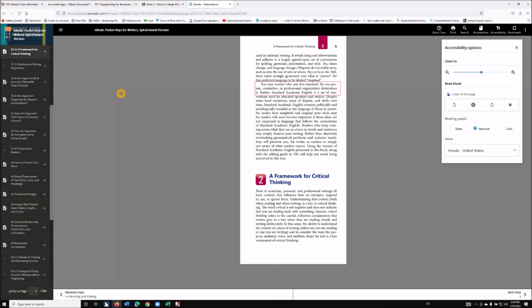So insert down arrow. May wonder who sets this standard. No one person, committee, or professional organization determines it. Rather, standard academic English is a set of conventions used by educated speakers and writers. Despite some local variations, areas of dispute.